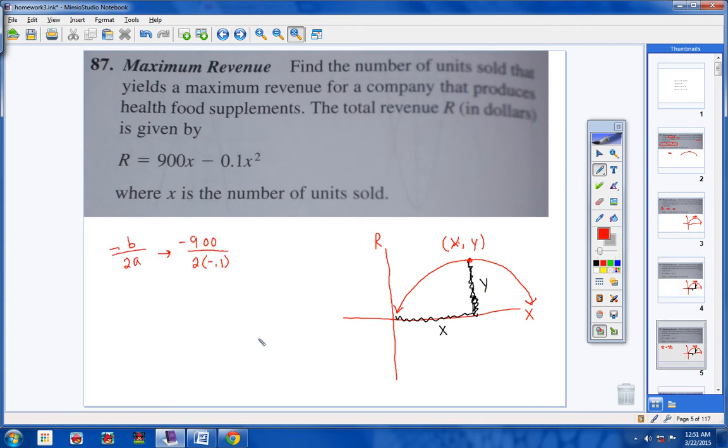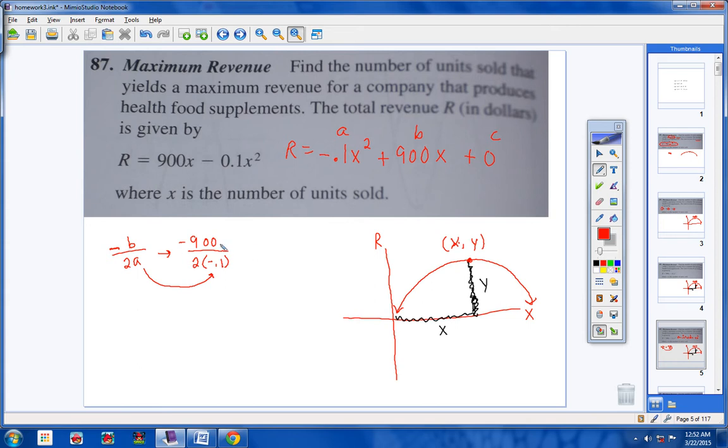Negative B over 2A. So there it is. Let's go ahead and write this in standard form. Usually your X squared term comes first, then your X term, then your constant term. In this case, 0. Alright? So here's my A, here's my B, and here's my C. For B, I put negative 900, there's a negative sign here, and for A right here, I put negative 0.1. Here's my A, here's my B.